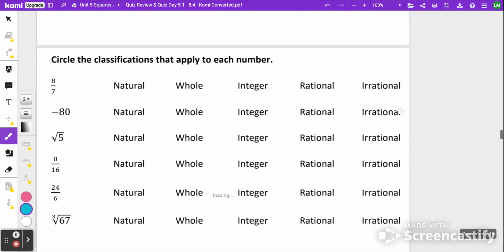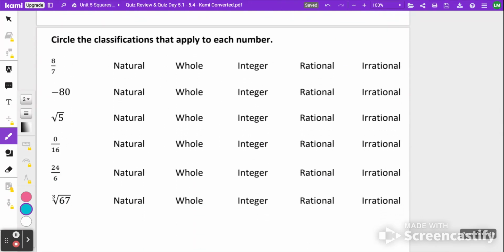Okay. Circle the classifications that apply to each number. So this first one, 8/7, that is a fraction, so it can only be rational. Negative 80 is not natural. It's not a whole number, but it is an integer. And because it's an integer, it's also included rational.